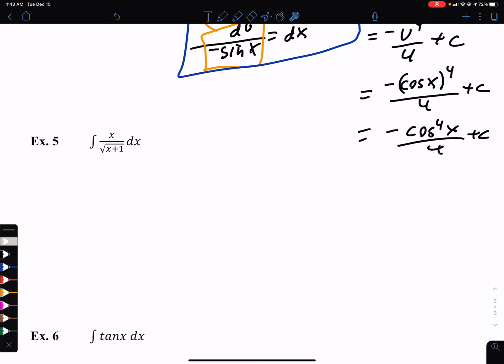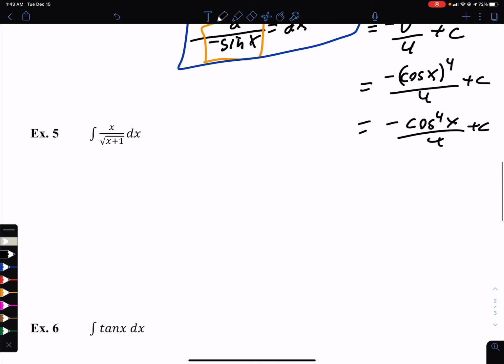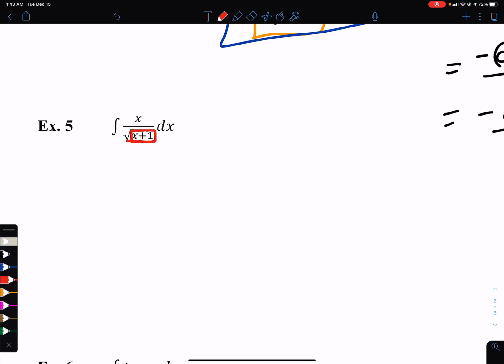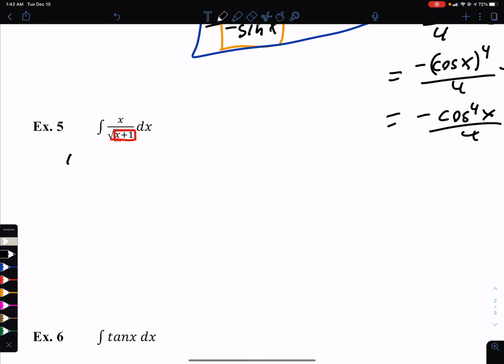Okay, so here we go. What do we do with number 5? So hopefully you're seeing that this x plus 1 seems to be what our u should be. So we're going to let u equal that x plus 1. And what are we going to get? x over square root of u. And now that dx, let's take the derivative, du is going to be 1 dx. So therefore, I can replace dx with du, and I will do that.